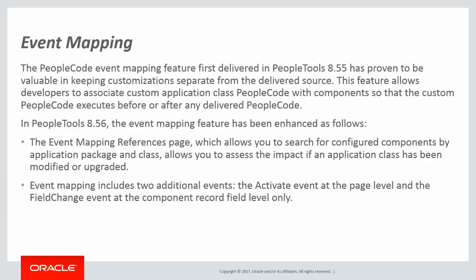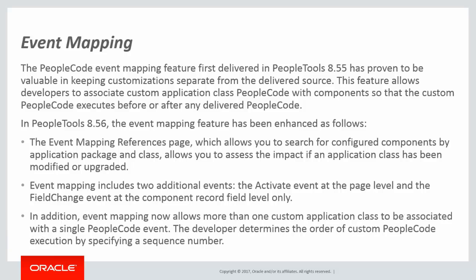Event mapping includes two additional events: the Activate event at the page level and the Field Change event at the component record field level only. In addition, event mapping now allows more than one custom application class to be associated with a single PeopleCode event. The developer determines the order of custom PeopleCode execution by specifying a sequence number. This concludes our discussion of the portal technology enhancements.